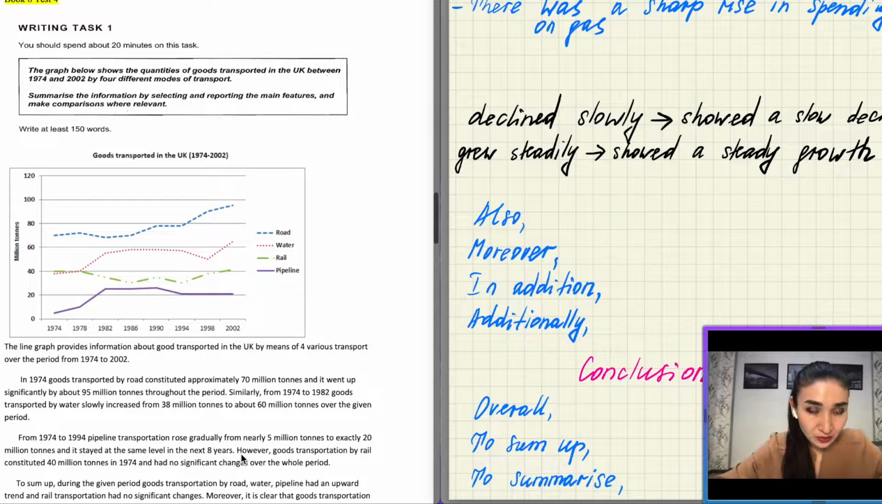So here below I already typed my own answer to this line graph. You can use it as an example. You can follow the same structure.